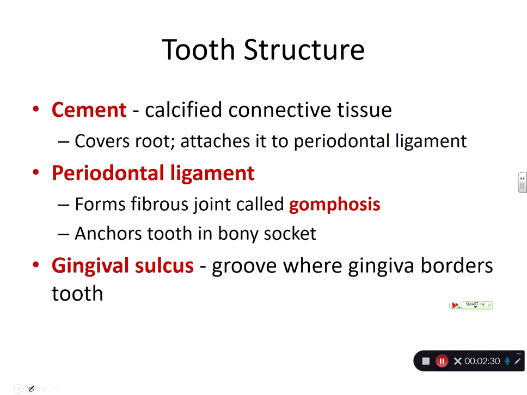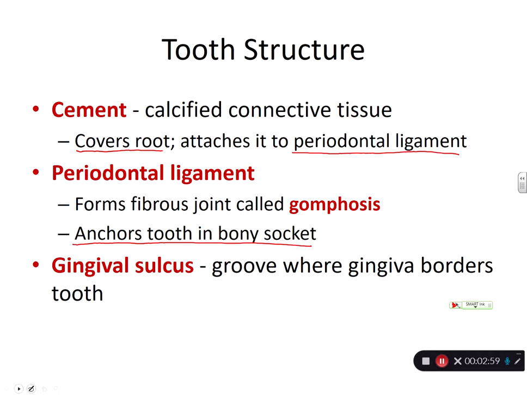Some other things are things like cement. This is calcified connective tissue. This covers the root of the tooth and it helps to attach it to something called the periodontal ligament. Now, I mentioned this ligament in my AP1 class when we talked about a gomphosis, which is a type of joint. It's between the tooth and the alveolar socket. So the periodontal ligament basically just helps to anchor the tooth in the socket.